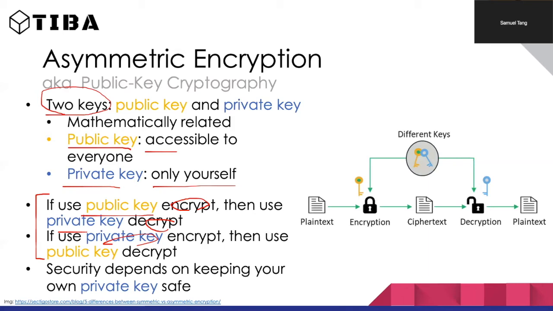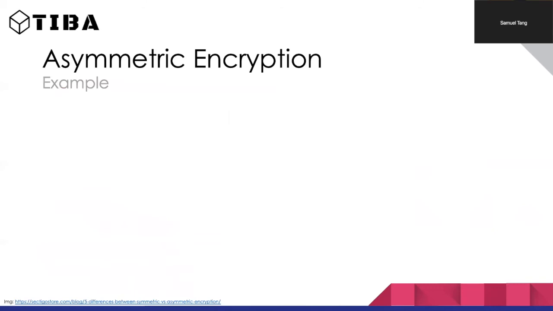So if people want to send you a message, then they will use your public key to encrypt the message. And since only you have access to your private key, only you can decrypt the message. So as long as you keep your private key safe, then only you can see the messages that were sent to you. So here's an example.